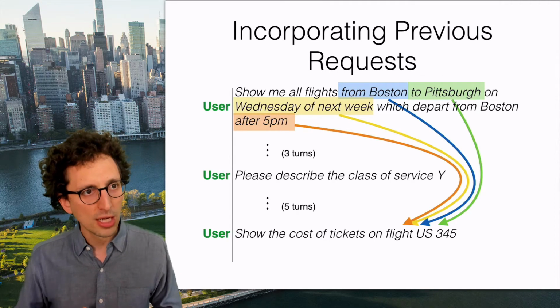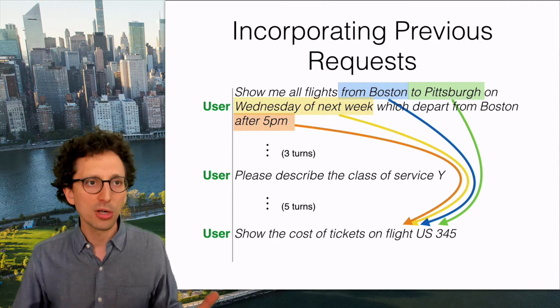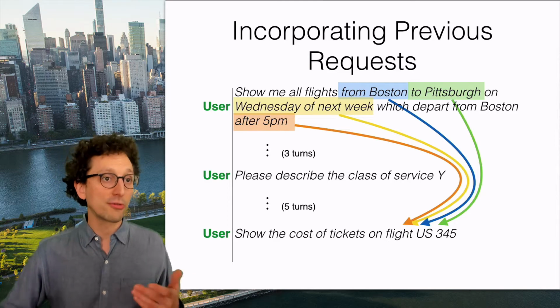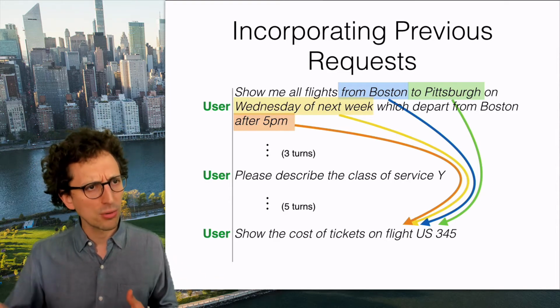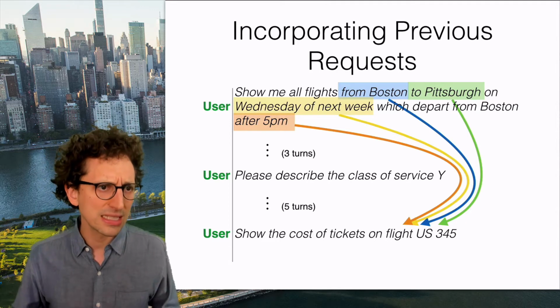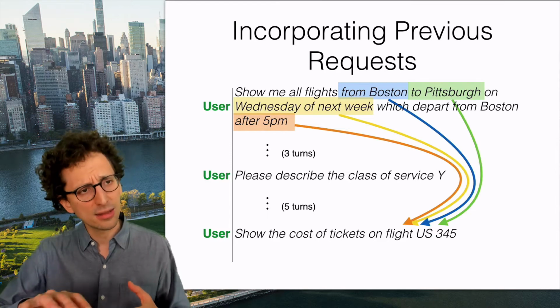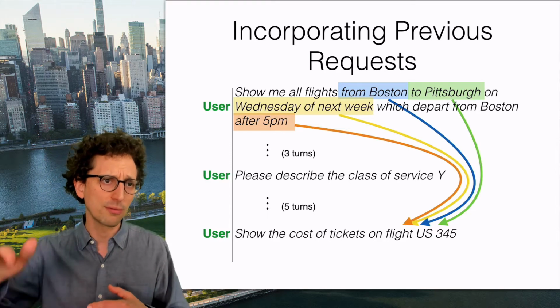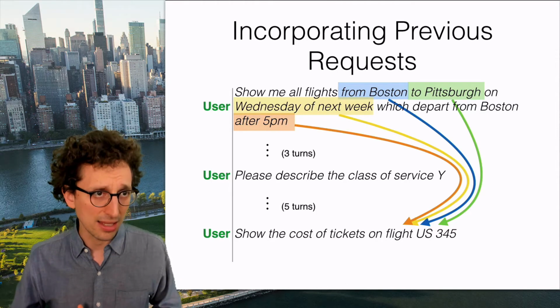So this is an example of a conversation in the ATIS dataset. The user starts by saying, show me all flights from Boston to Pittsburgh on Wednesday of next week, which depart from Boston after 5 p.m. Then they continue the interaction. They switch focus to ask about a specific service class. And then finally, they go back and ask about a specific flight. And generating the SQL for that actually requires taking into account all these constraints from the first utterance, which is basically 9 turns in the past.